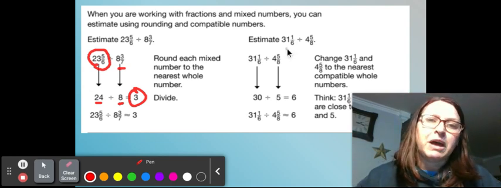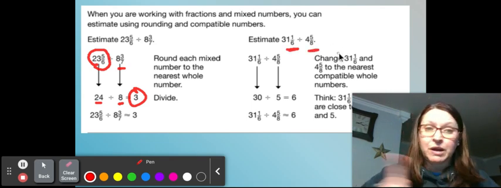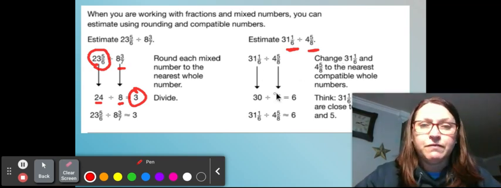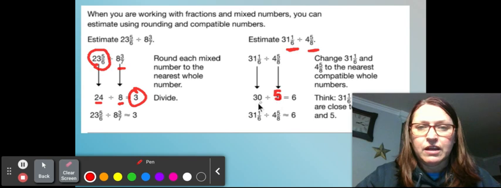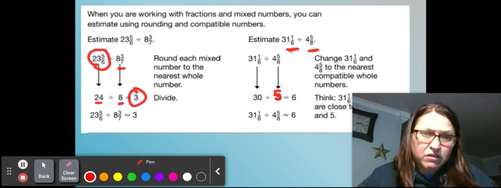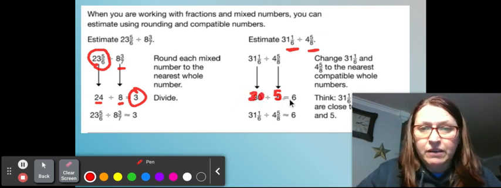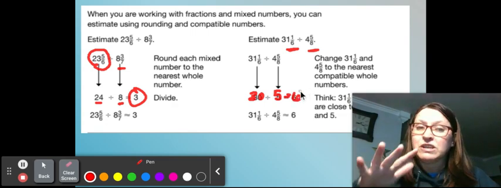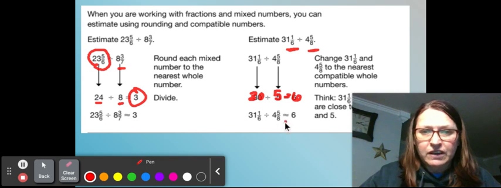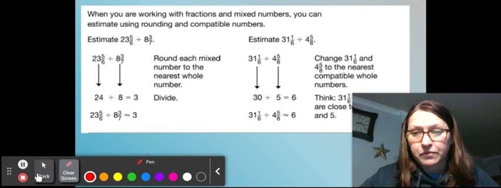So I can also use compatible numbers. I can look at 31 and 1/6 and I can look at 4 and 5/8. And remember, when I'm using compatible numbers, the first thing I do is look at the smaller number. 4 and 5/8 is close to 5. So I'm looking at 31 and 1/6 and thinking, what is close to that and divisible by 5? Well, 30 is close. 30 divided by 5 equals 6. So I know my answer is going to be close to 6. Don't forget, this sign right here is the one that means close to or around.